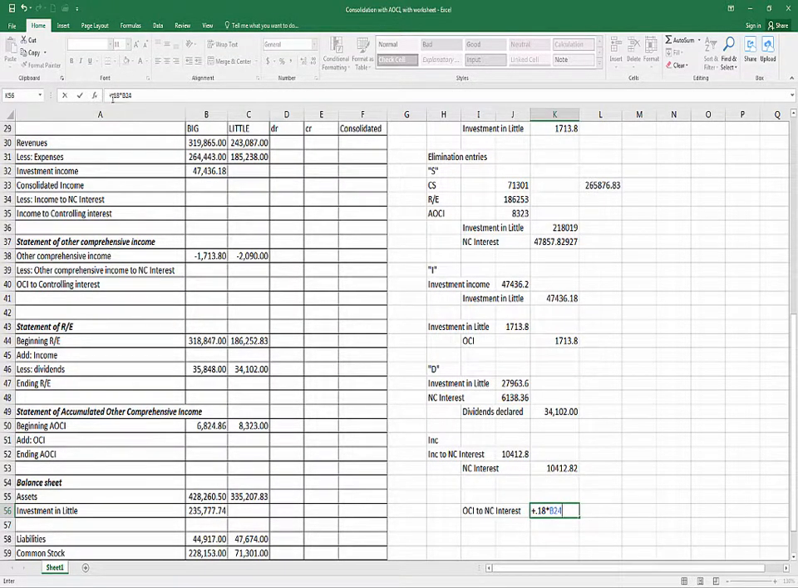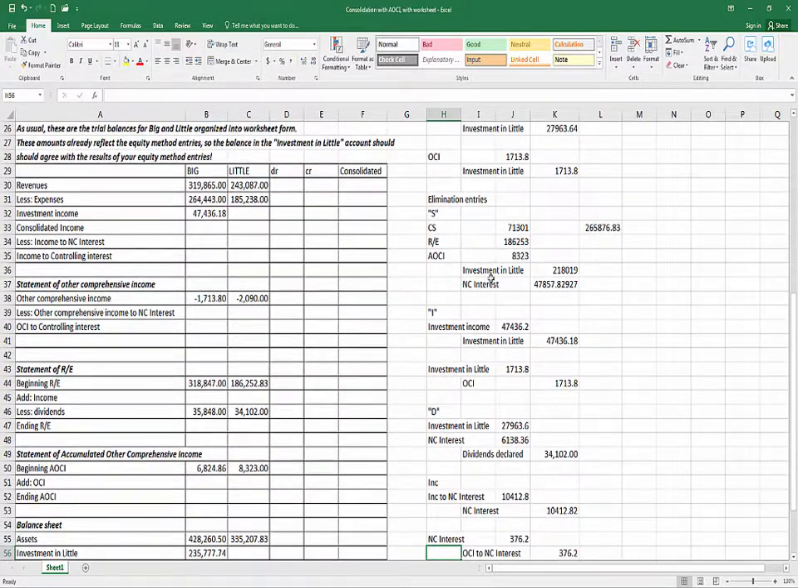And again, I got to clean that up because that's a negative number. I need to make it positive. And that's going to be our non-controlling interest. Okay, so there are our elimination entries. Now again, we're back to the matter of basically posting these from journal entry form to the columns of our worksheet. Most of this is just like it's always been.